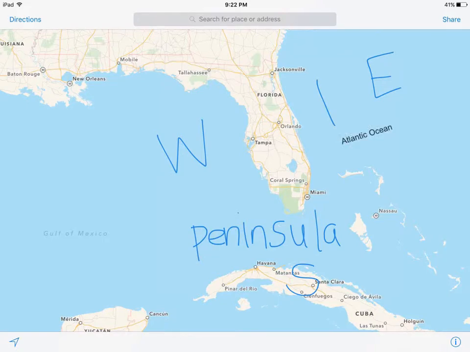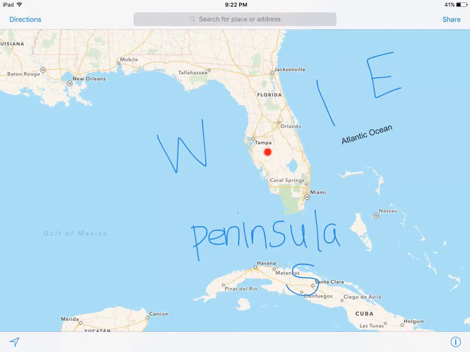Something else that's important for you to know is the bodies of water or the oceans that are surrounding the state of Florida. There are two major bodies of water that surround Florida. There is the Atlantic Ocean, which is on the east side of Florida, and there's the Gulf of Mexico, which is on the west side of Florida.